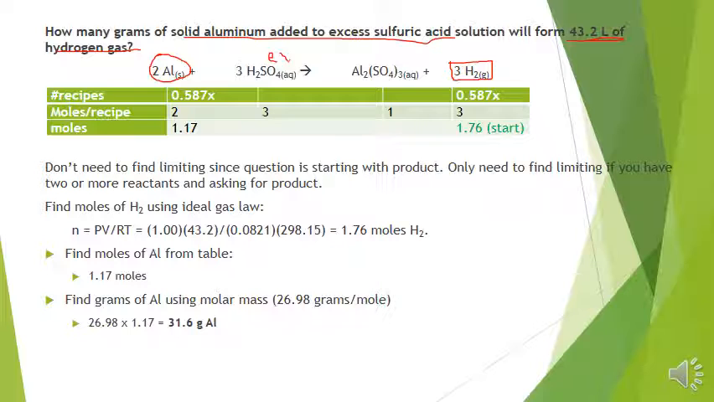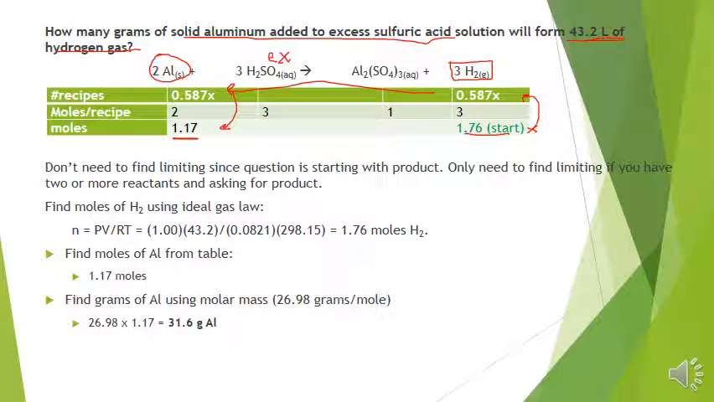All right. So for this one, what I have to do is first figure out how many moles, which we'll figure out in a minute. Figure out how many recipes that is. Then bring that over here, because that's how many recipes need to be done. Figure out how many moles from that. And then we can figure out our information for solids. We don't need to find a limiting reactant because we're only given one of the reactants.